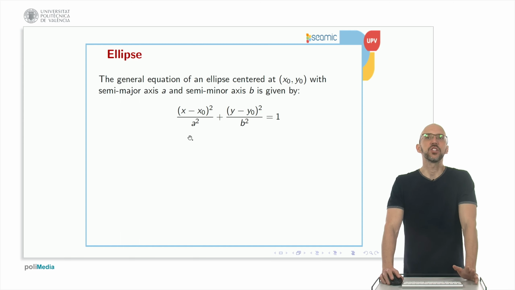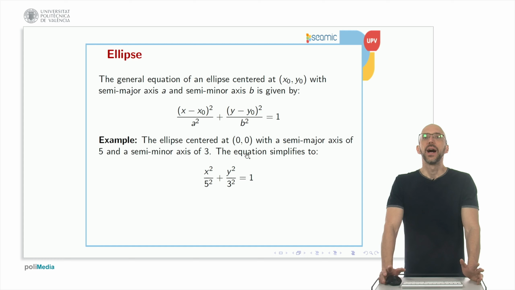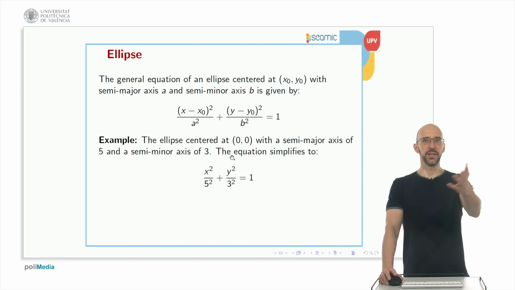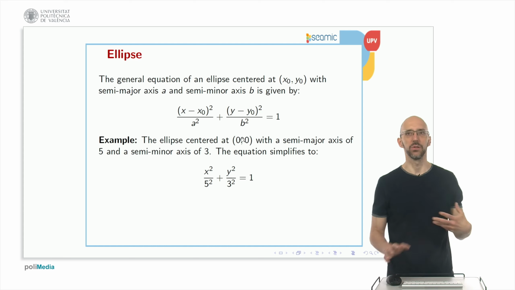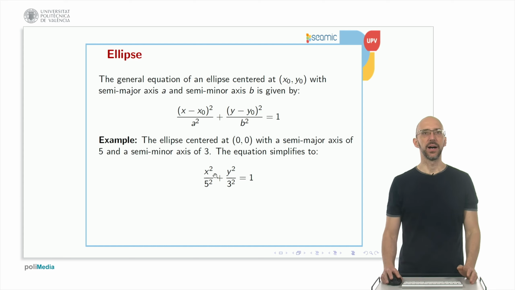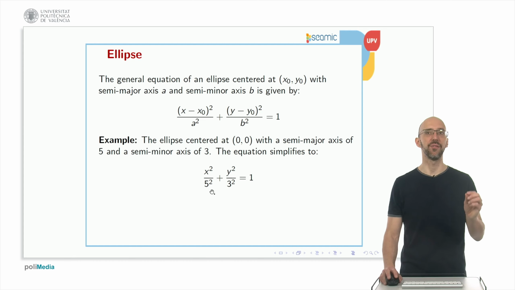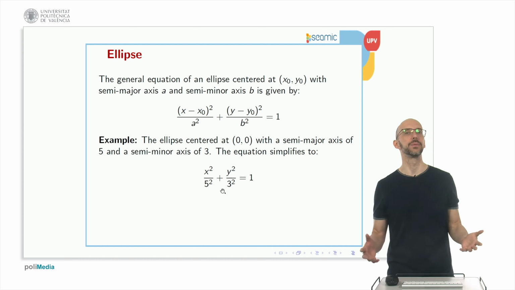In this case, this is the shape of a general equation of an ellipse. Let's see an example. I'm always centering things at 0, 0, so things are easier. As you can see, I just replace x0 by 0, y0 by 0, and the semi-major axis A is 5, so I just write 5 squared, be careful, and the semi-minor axis B is 3. So this is the equation of an ellipse.